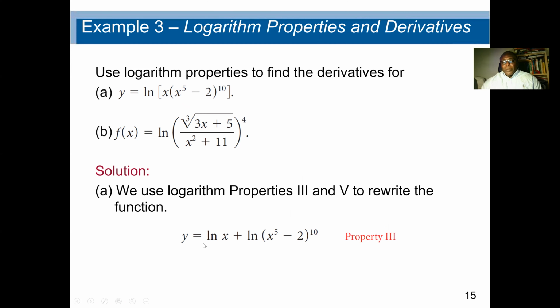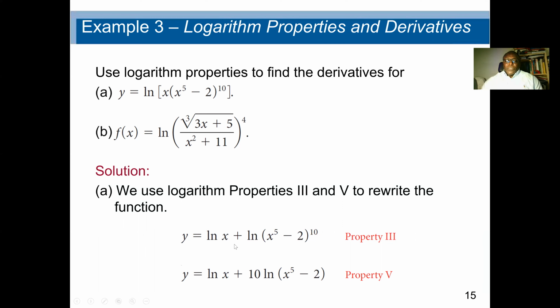Again, we use the property for the multiplication property. Here, the 10 is an exponent, so we can bring the 10 to the front using our last property. So that's what we have. Natural log x plus 10 natural log of x to the power 5 minus 2. Now, if I'm finding the derivative as the question was framed, without applying the log properties, we have to use the product rule. But I think this is shorter. After we change the product to a sum, yeah, we can use the sum rule.